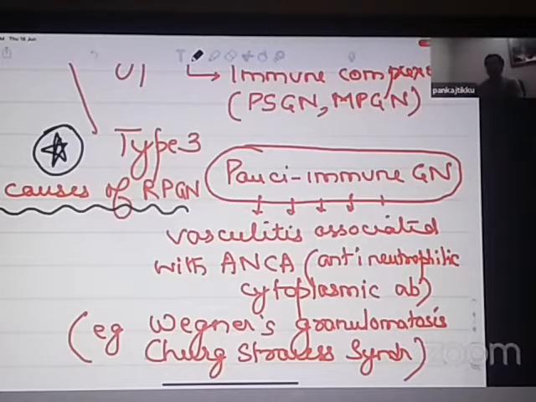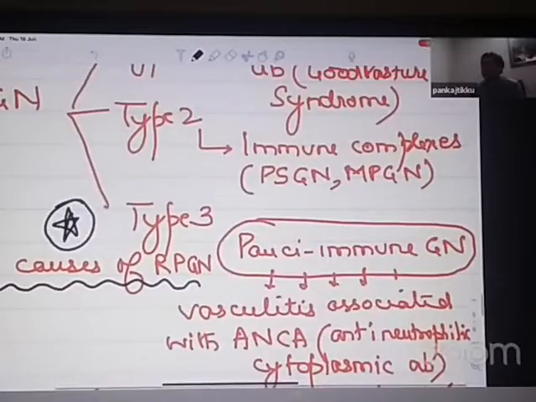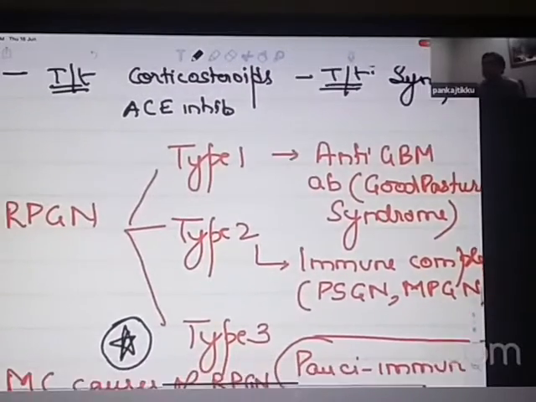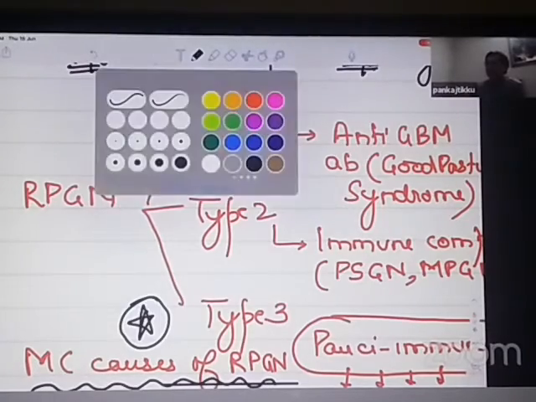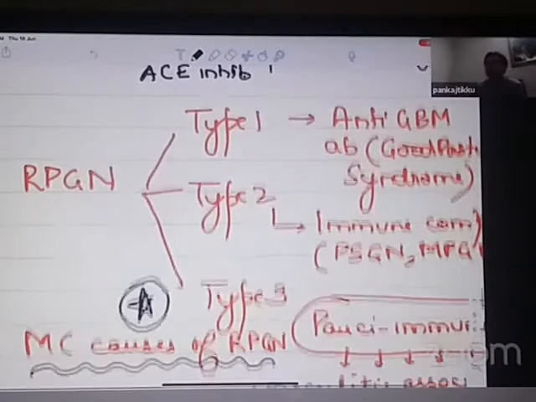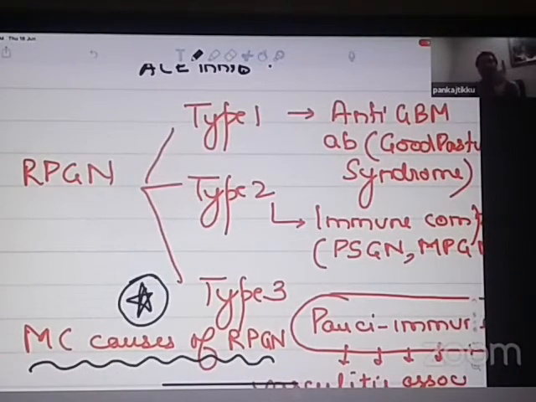So I hope you have all written this. RPGNs, because these are the disorders which are known to rapidly progress. So what was the criteria I told you for RPGN? The criteria for rapid progressive glomerulonephritis is rapid deterioration in renal functions, including 50% decline in renal functions in 3 months, and the presence of crescents in minimum 50% glomerulus.